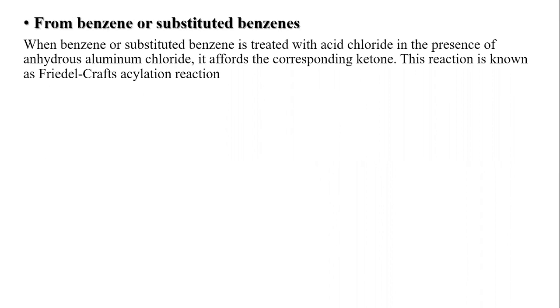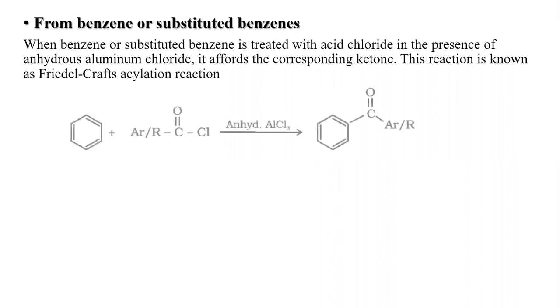From benzene or substituted benzene, benzene undergoes Friedel-Crafts acylation reaction to give ketones, that is, benzene when it reacts with acyl chloride or aryl chloride in the presence of anhydrous AlCl3 gives a product which contains ketone as a functional group.